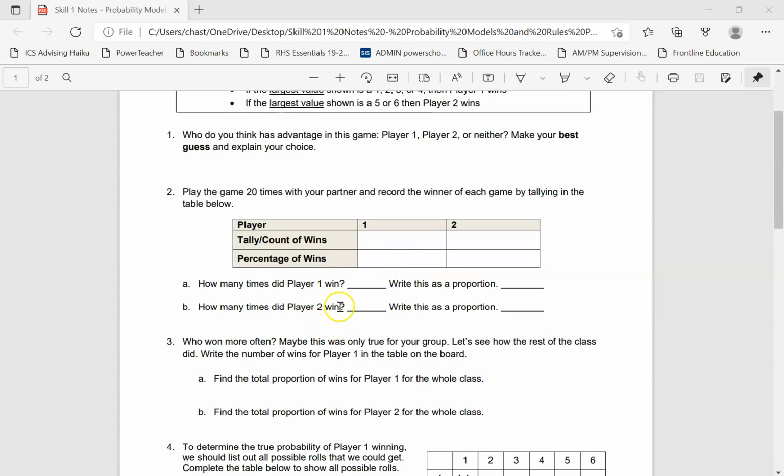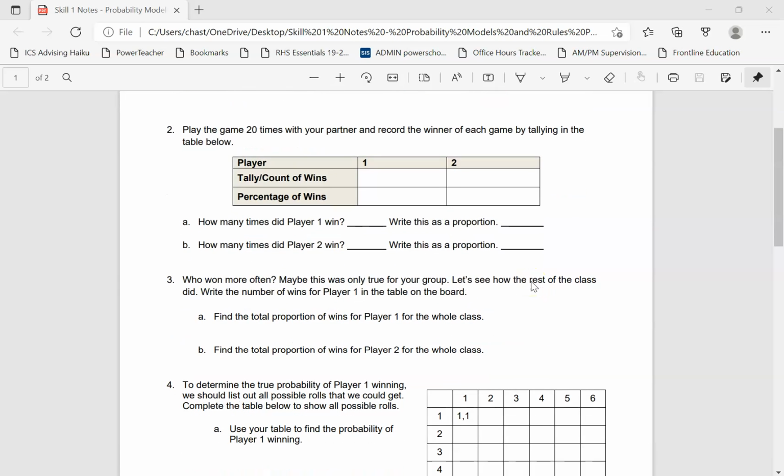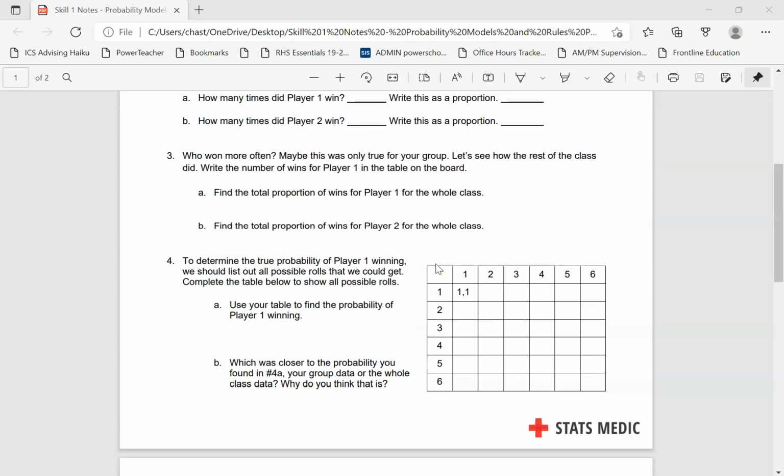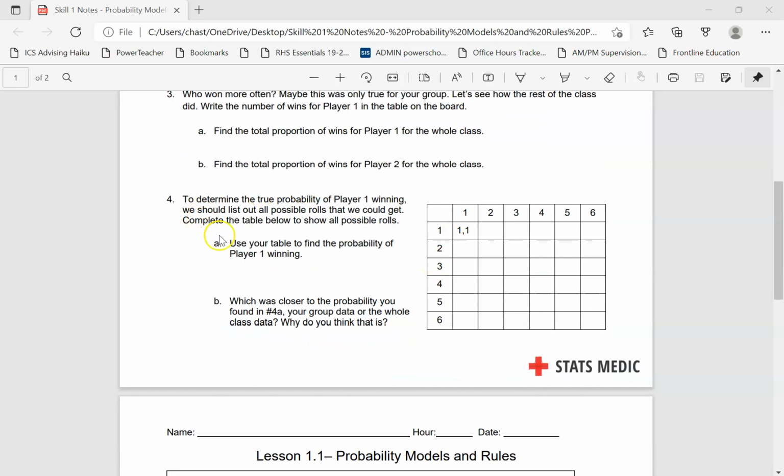And then what you want to do is figure out how many times player 1 wins and how many times player 2 wins. Then we would gather the data from each person and we would end up creating a class set of data. So what I want to do is talk about how to determine the true probability of player one winning. So we're going to create what's called a sample space.